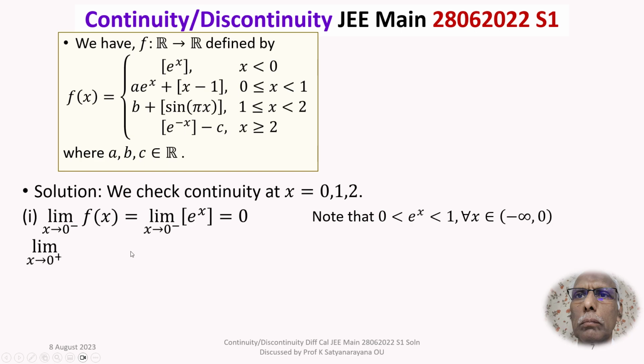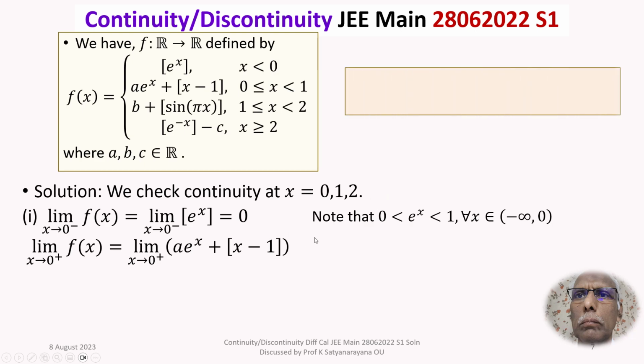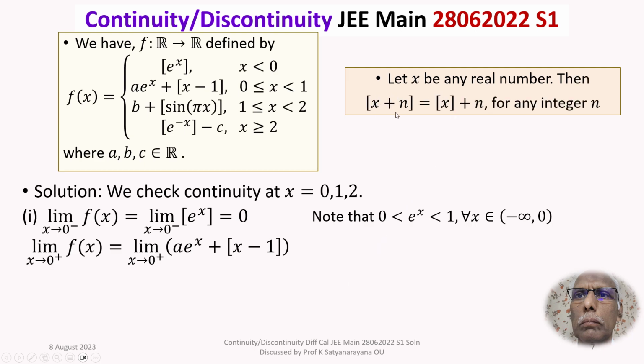And the right hand limit, as x tends to 0 plus of f of x. For 0 plus, you have to take this branch, so it is a e^x + [x - 1]. And recall, [x - 1] is [x] - 1. Why? Because [x + n], where n is any integer, is equal to [x] + n, where x is any real number.